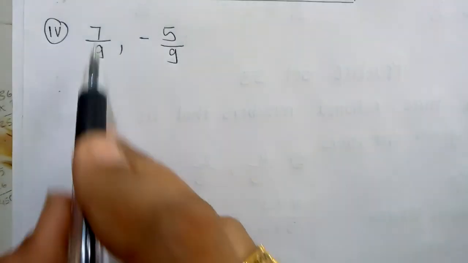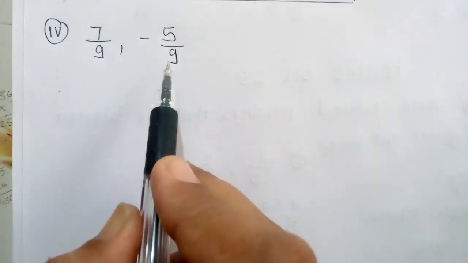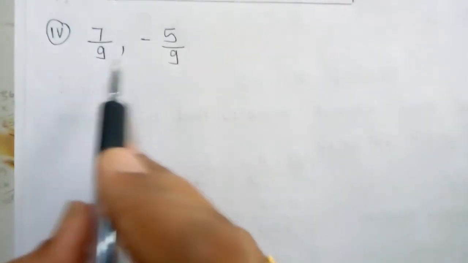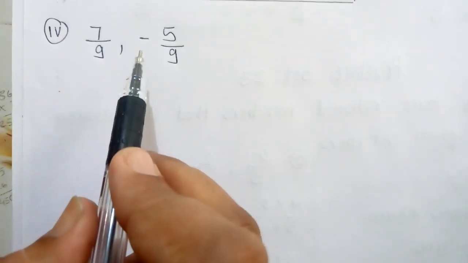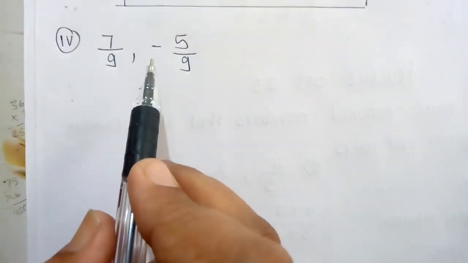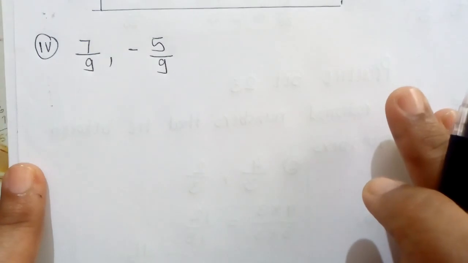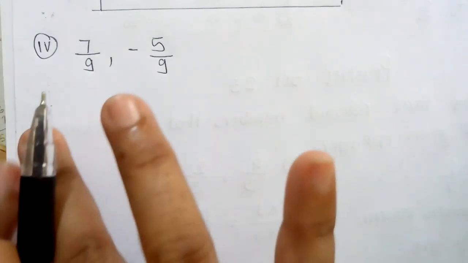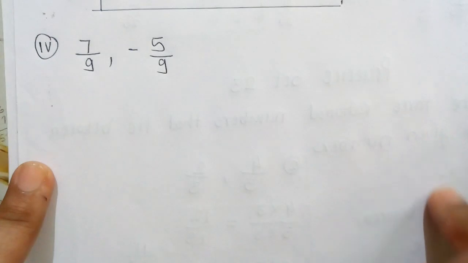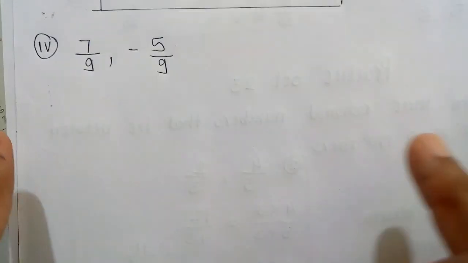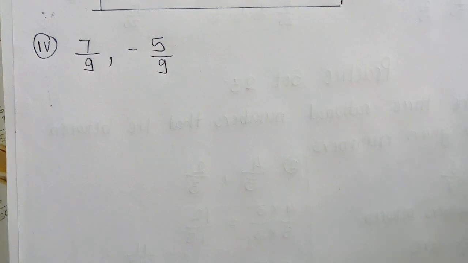The fourth one is 7 upon 9 and negative 5 upon 9. Here denominators are already equal. Denominators are 9, 9 both. So simply bring a number line in front of your eyes. This side all negative numbers, and this side all positive numbers. From negative 5 to 7 upon 9, all the rational numbers in the middle will be between these two rational numbers. So you can write any three from that.